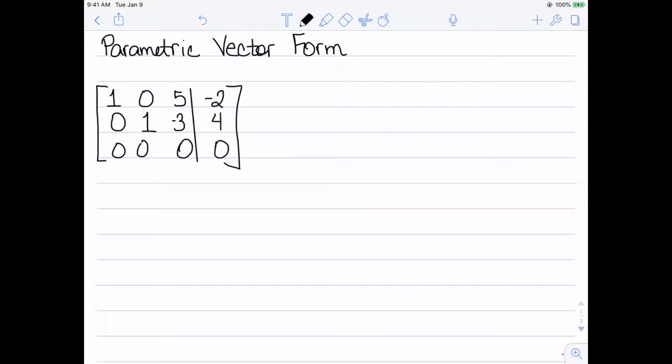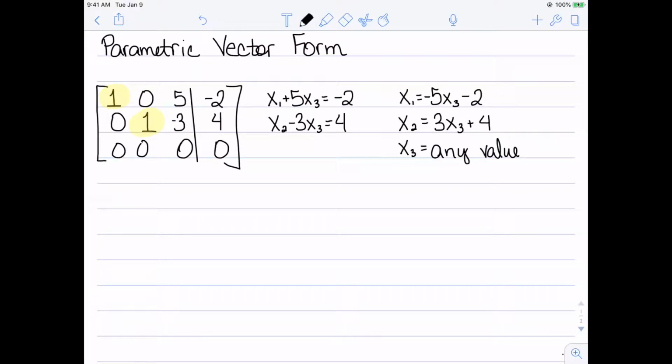Let's suppose we have this augmented matrix and we want to look at writing the solution. The first row gives us x1 plus 5x3 equal to -2, and the second row gives us x2 minus 3x3 equal to 4. And we know we should solve for our basic variables, where the pivots are, so we should solve for x1 and x2. When we do this, we get x1 is equal to -5x3 minus 2, x2 is 3x3 plus 4, and x3 is any value. Well, there are other ways we can write this.